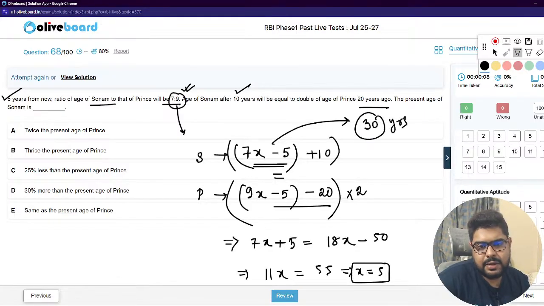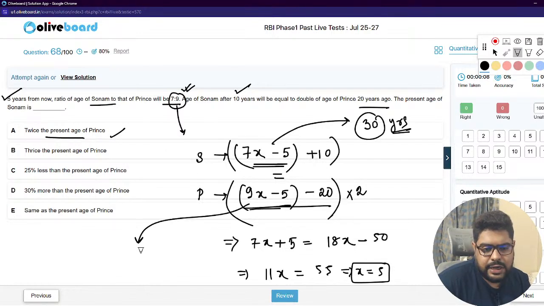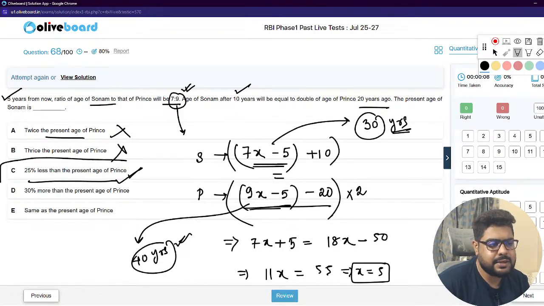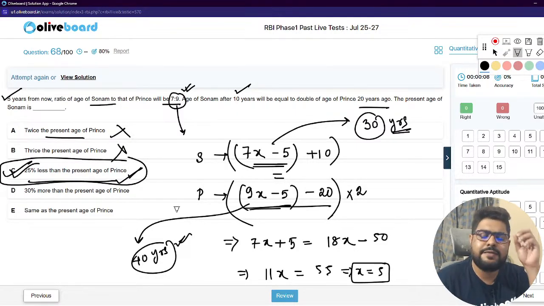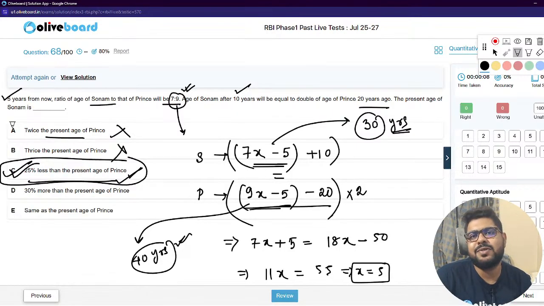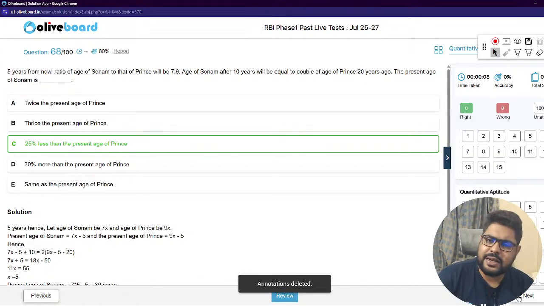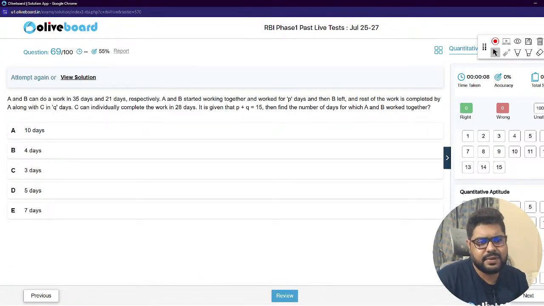So, like Sonam's age is 35, 30, sir. 30 years. That will be twice the age of Prince. Prince's age will be, sir, 40 years. 45 minus 5. So, thrice, twice nahi hoga. 20 versus 20, yeah, this is the answer. 40, 75% of 40 is 30, meaning 25% less. That's the answer. Option C, sir. Perfect. Simple question. Very simple question.